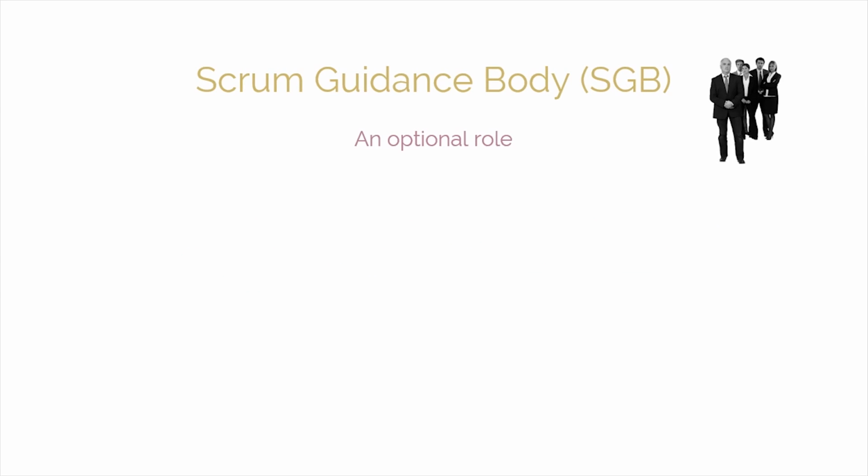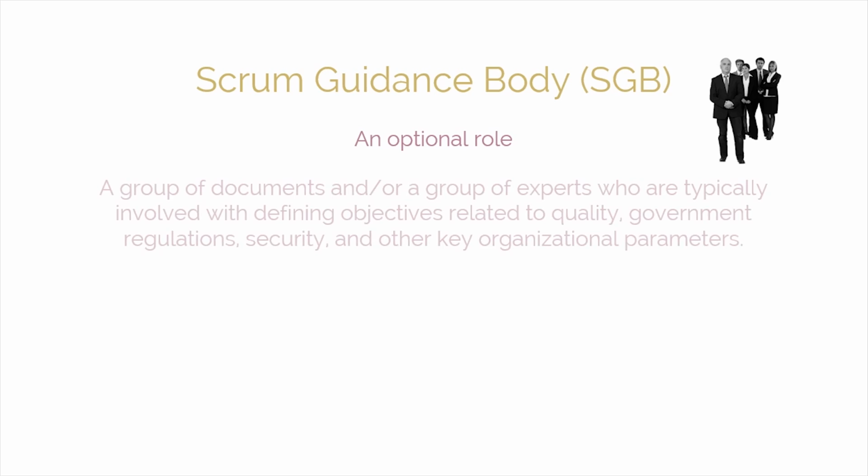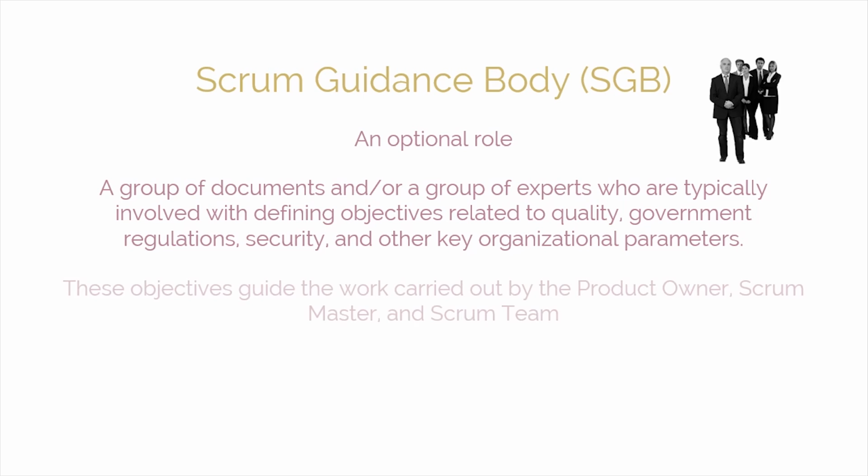Scrum Guidance Body, also referred to as SGB. This is an optional role. It generally consists of a group of documents and/or a group of experts who are typically involved with defining objectives related to quality, government regulations, security, and other key organizational parameters. These objectives guide the work carried out by the product owner, Scrum Master, and Scrum Team.